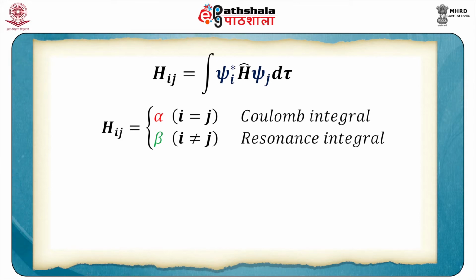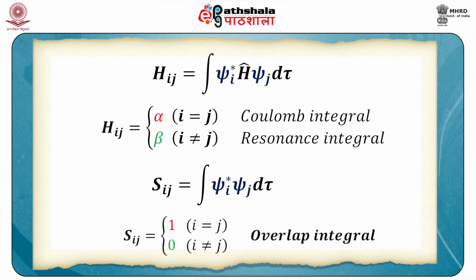Similarly, according to the Huckel approximation, the corresponding Sij, which is also an integral, psi i star psi j d tau, is taken to be equal to 1 if i is equal to j, and the corresponding integral, which is called the overlap integral, is taken to be 0 if i is not equal to j.